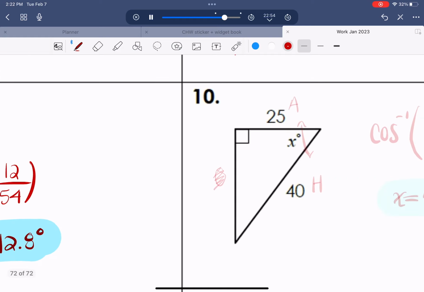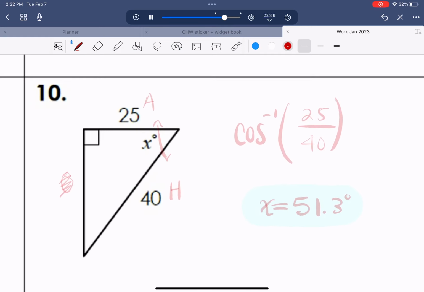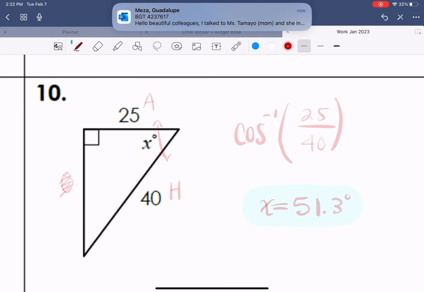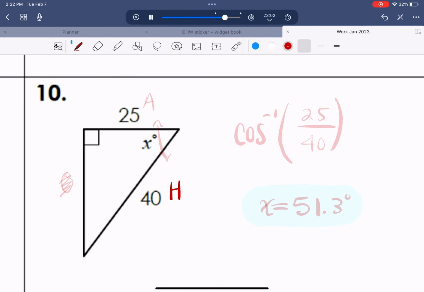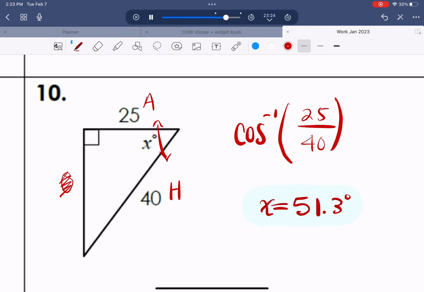All right, might as well do the last one actually. So here we have the box. So this is H. Look for X, the degree. That means the top and bottom, H and A. And then the O would go here, but you would scribble it out because it's empty. So you would have to use cosine, -1. A on top, 25 on top of 40. Type that into your calculator. And you would get X equals 51.3 degrees.